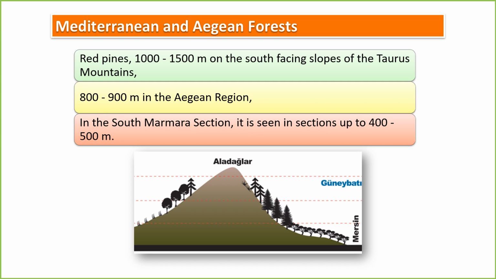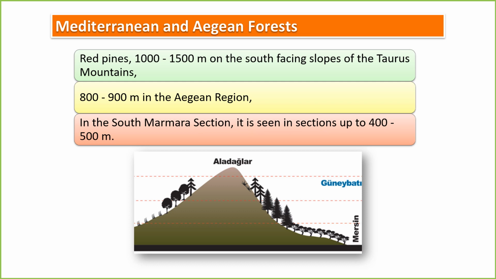Factors influencing altitudinal distribution. Climatic conditions. The altitudinal distribution of red pine forests is influenced by the climatic conditions unique to each region. Sun exposure. The preference for south-facing slopes in the Taurus Mountains indicates the importance of sun exposure for red pine growth. Adaptation. Red pine's ability to adapt to different altitudes allows it to thrive in diverse ecosystems.